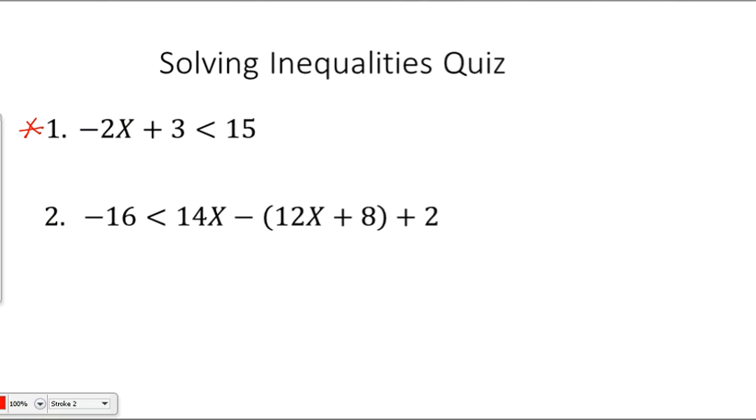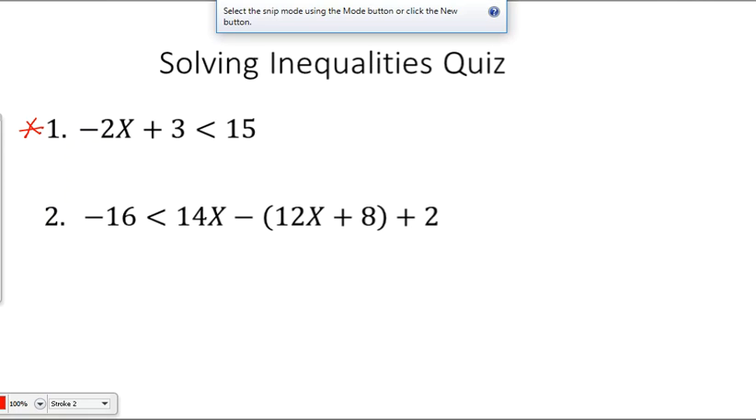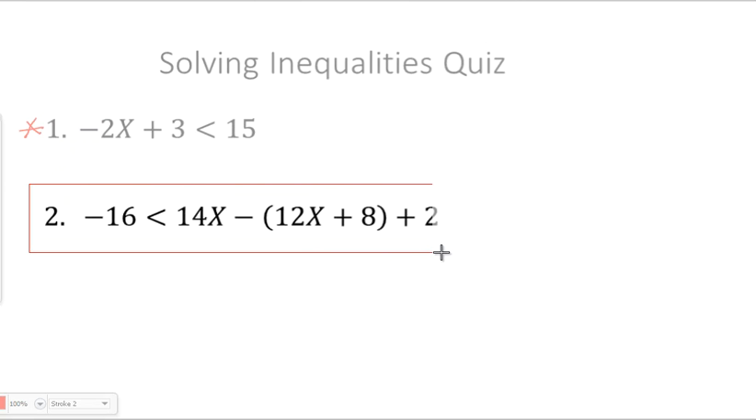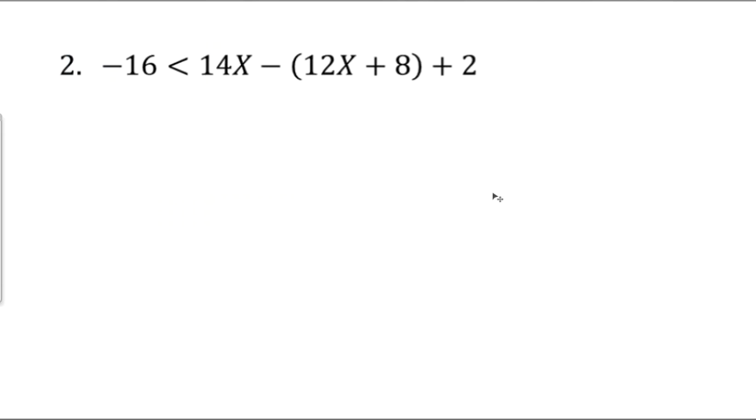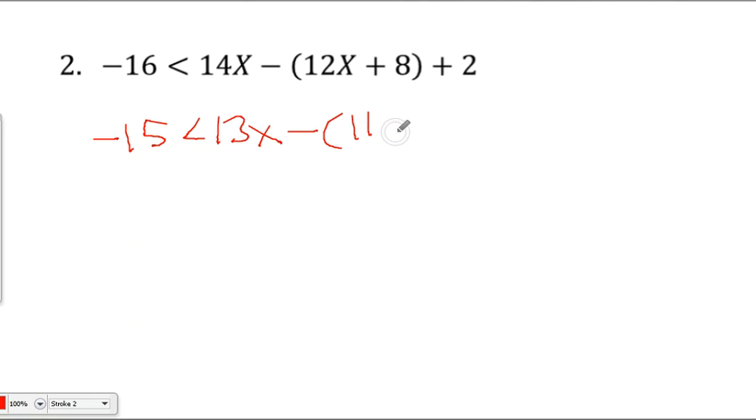I'm going to go ahead and just snip this really quickly so I can write a question just like it. So new snip. Okay, so let me go ahead and write a question just like this one. So not this question, but one just like it for you to practice. So negative 15 is less than 13x minus (11x plus 8) plus 2.